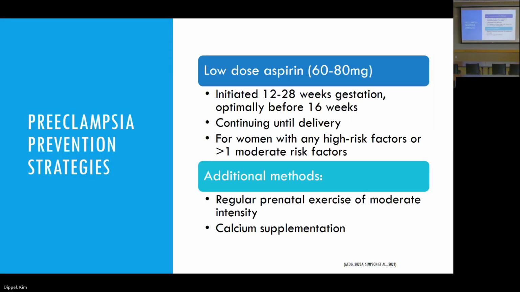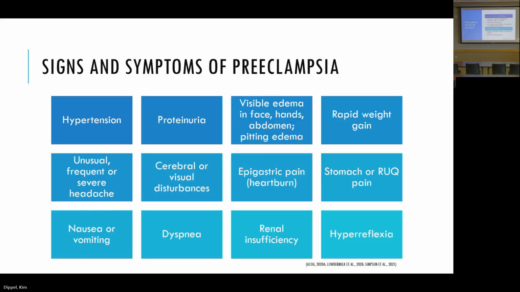And here's the dosage. The providers like to start the aspirin between 12 and 28 weeks, usually before 16 weeks, and they continue until delivery. And then additional methods, we do encourage regular prenatal exercise, moderate intensity, and some refer to calcium supplements, though it's not currently recommended in the United States. However, if somebody's dietary calcium intake is really low, they may supplement that also.